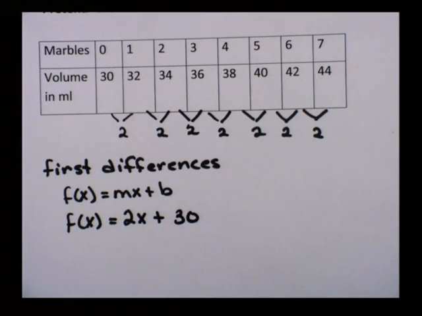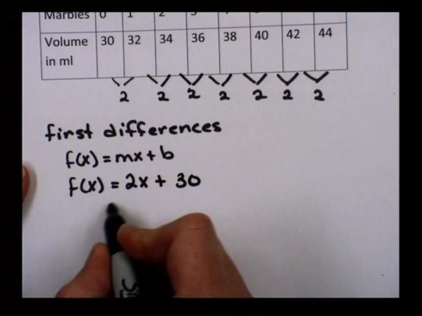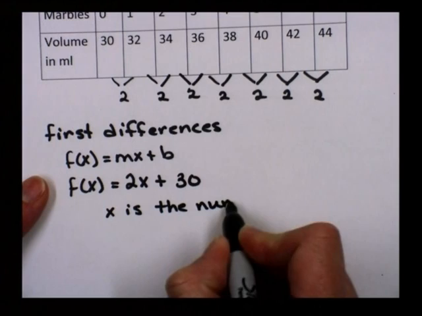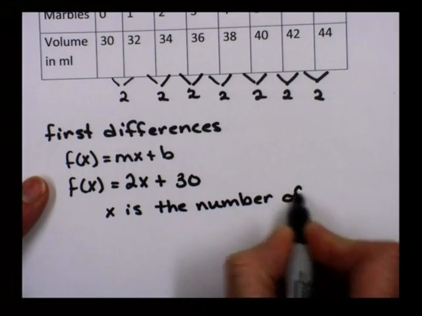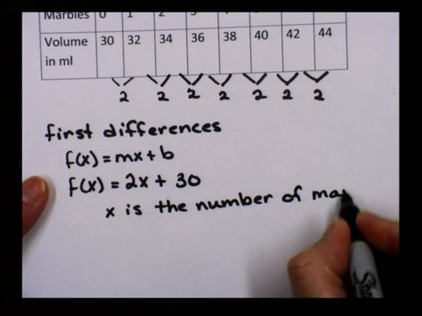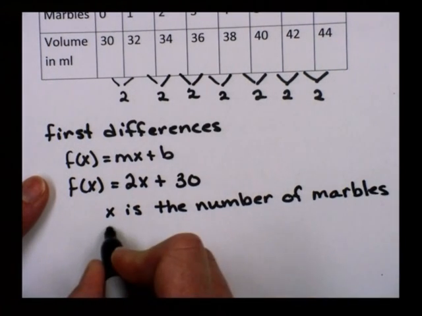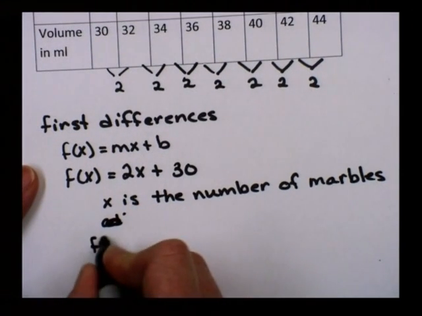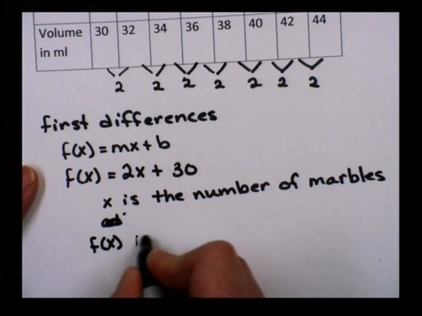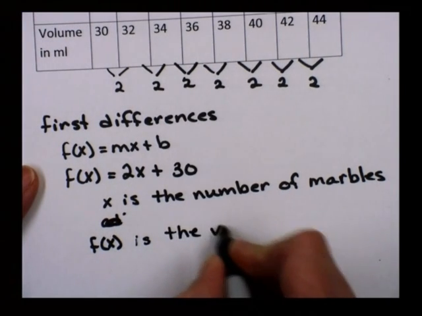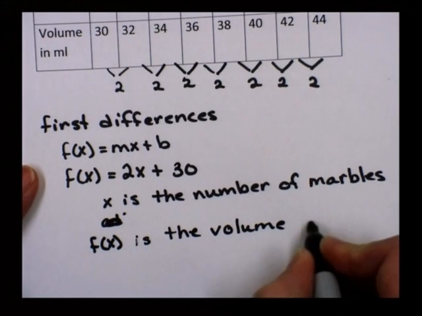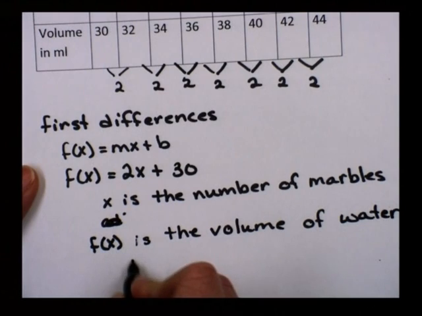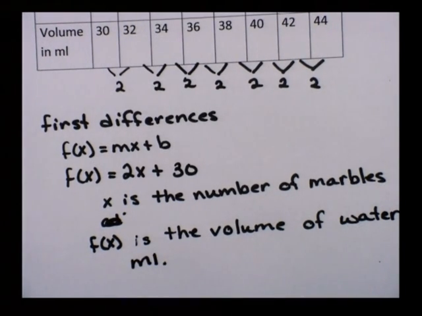Okay. Also, don't forget to define your variables here. X is the number of marbles, in this case, or pebbles added. Or we'll just say number of marbles. And then our f of x value is the volume of the water in milliliters.